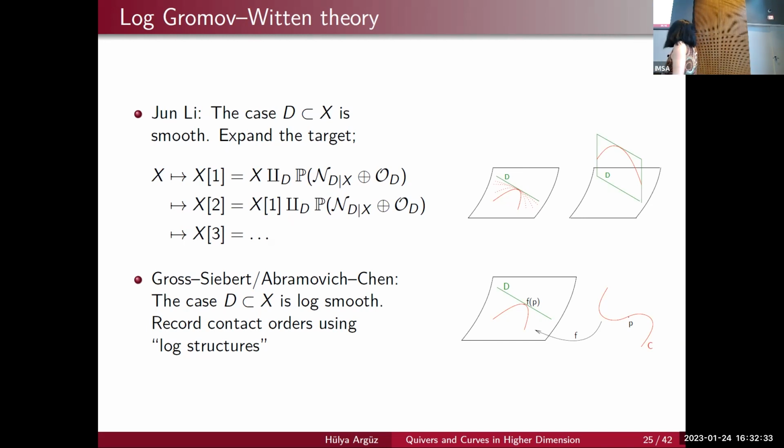And a more general setting would be called log smooth. In this situation, they develop a theory to construct moduli spaces by keeping track of the data of relative tangency conditions using some sheaves. And I will tell you what these sheaves are. They're called log structures. The significant difference in this theory is that we do not modify the target. We just make use of the data of sheaves to keep track of our enumerative problem, in particular of contact orders and so on.